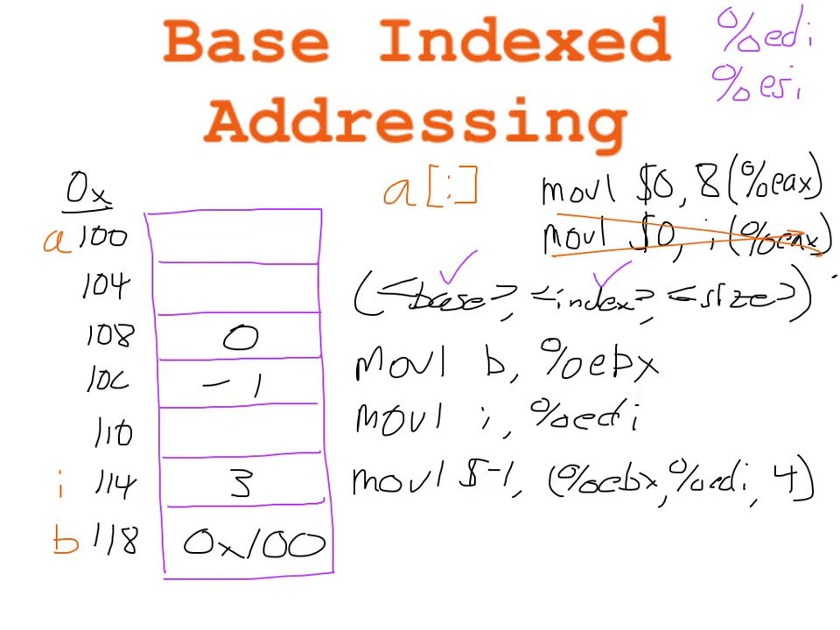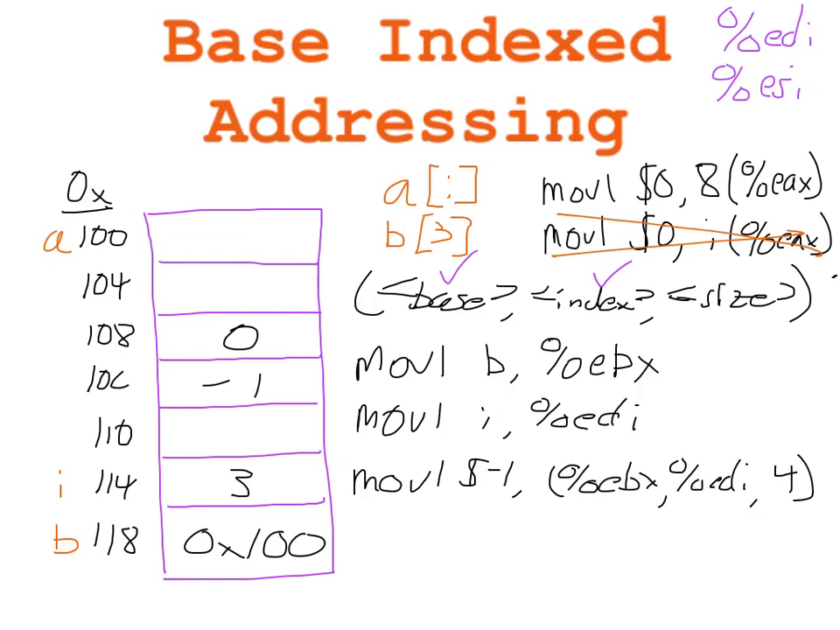Now, alternatively, let's say that we knew what I was at compile time. If we knew what I was, meaning we knew that I was equal to 3 in this case, that would mean that if we wanted to write this in C, we would have said, this is a pointer to an array, this would be B of 3, like that.